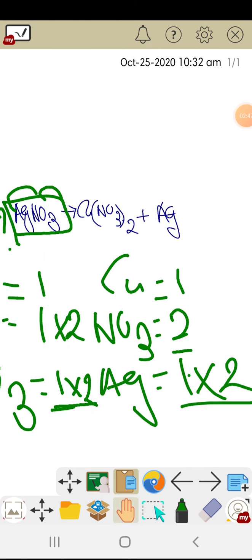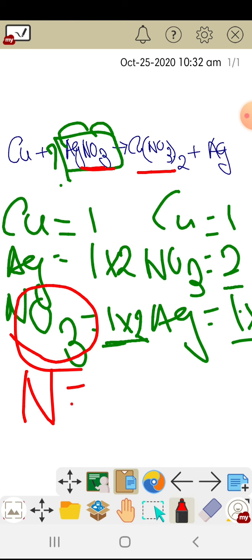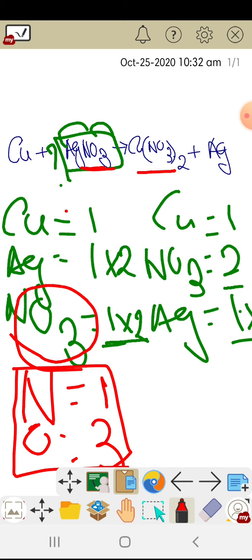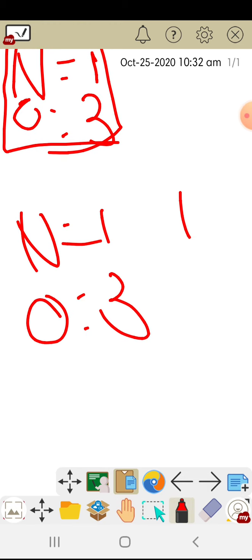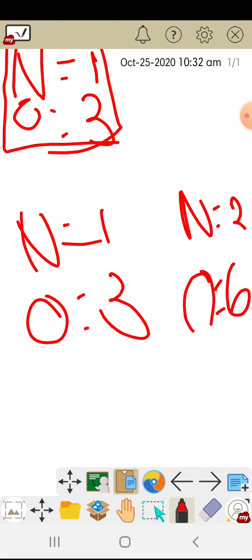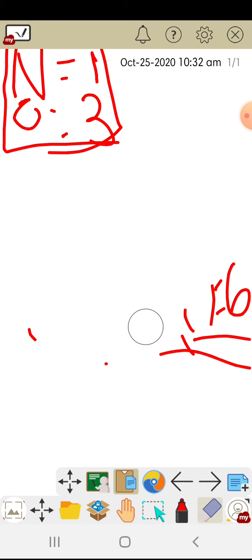Okay, why? We have to be very careful. See, why are we taking this NO3 as a whole? Because NO3 is present on both sides. If you wish to take it as N is 1, O is 3, then it will become more complicated for you. Taking it as a whole makes it very easy. If you take N is equal to 1, O is equal to 3, this side also N is equal to 2, O is equal to 6. Again you have to multiply these, and you can make some mistakes. While taking this NO3 as a whole, these mistakes were avoided.